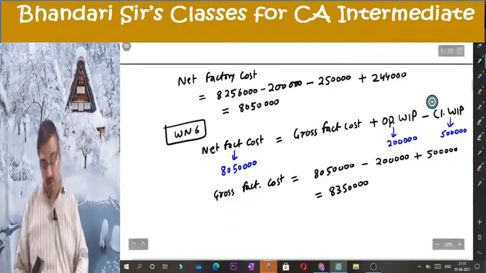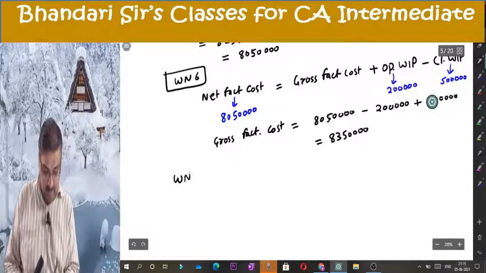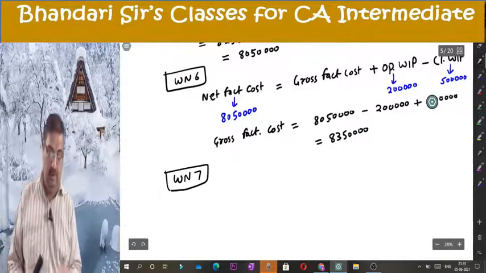83,50,000. Now what I will compute? I will compute prime cost. We are doing reverse computation.